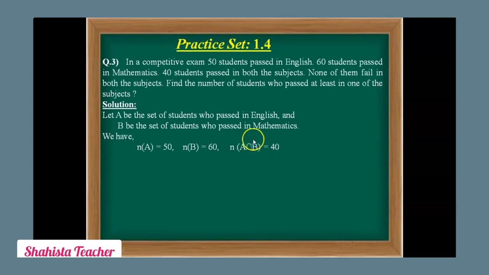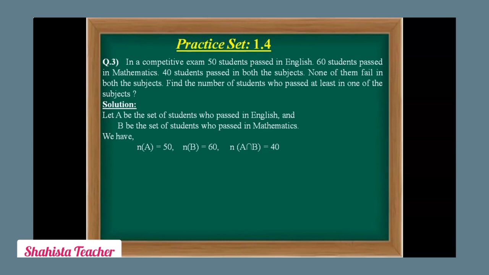That means common. Intersection means common element. So 40 students are those who are passing both the subjects. So number of A intersect B is how much? 40. Here we don't know the value of number of A union B, so we are calculating the value of A union B.